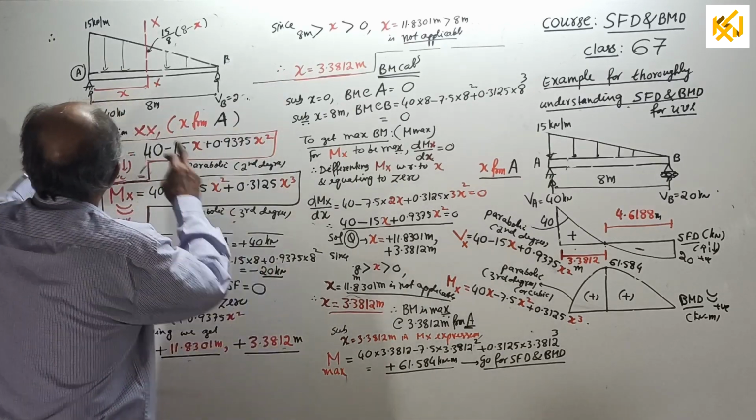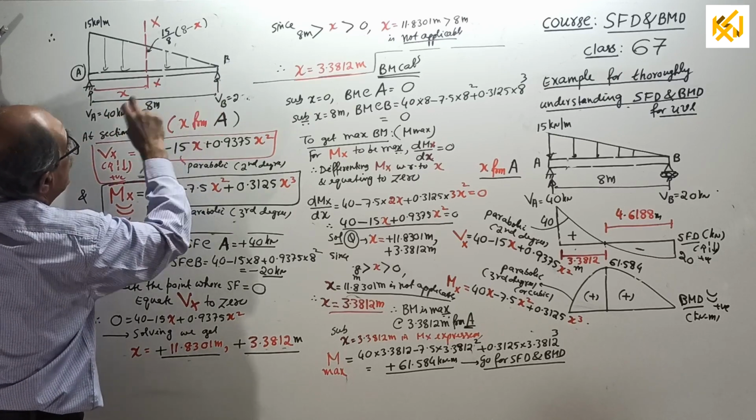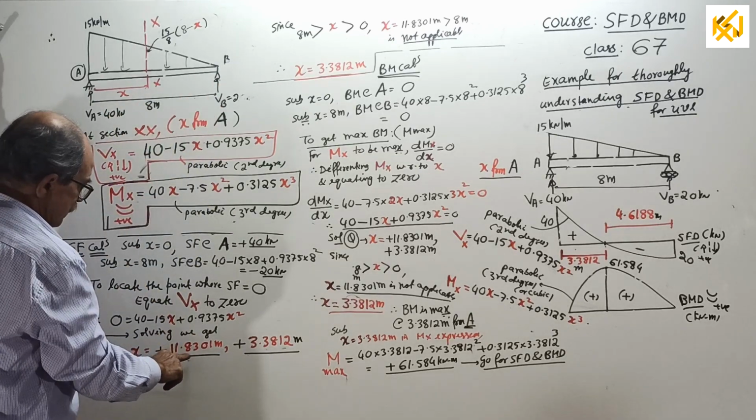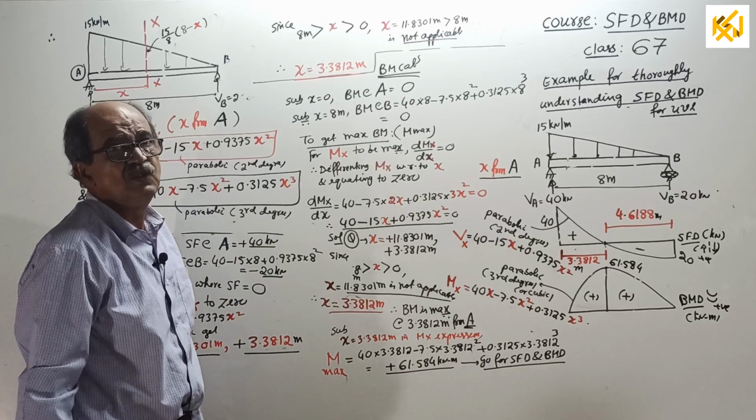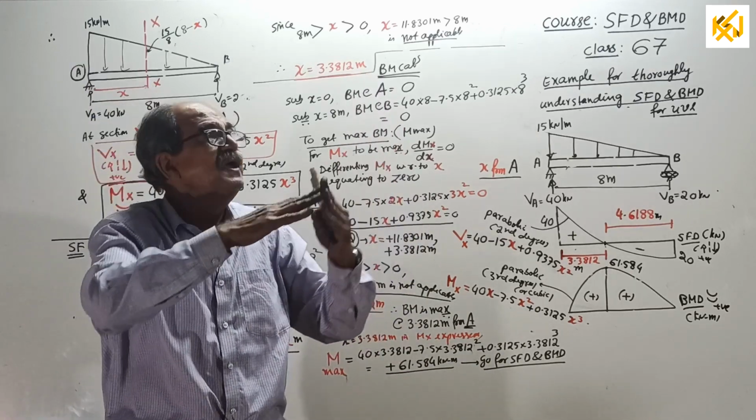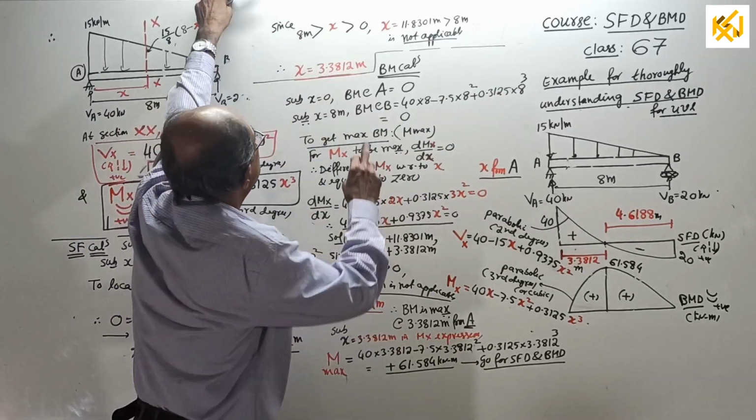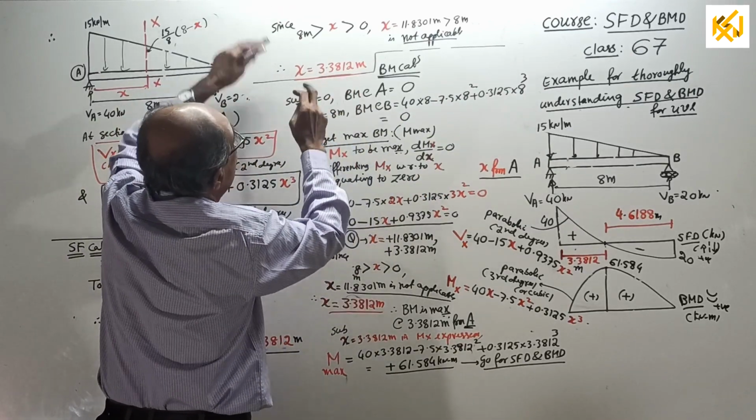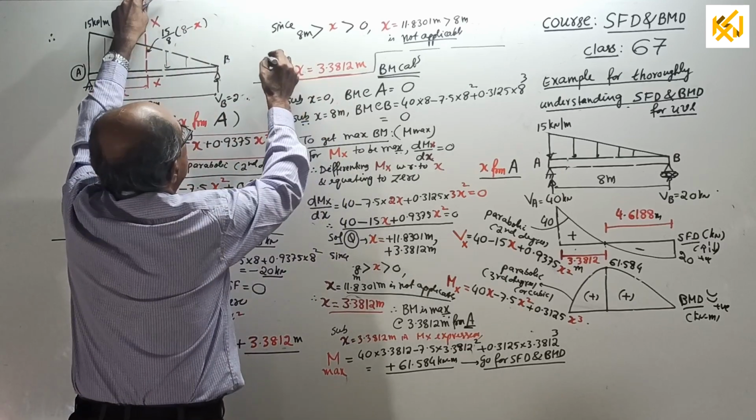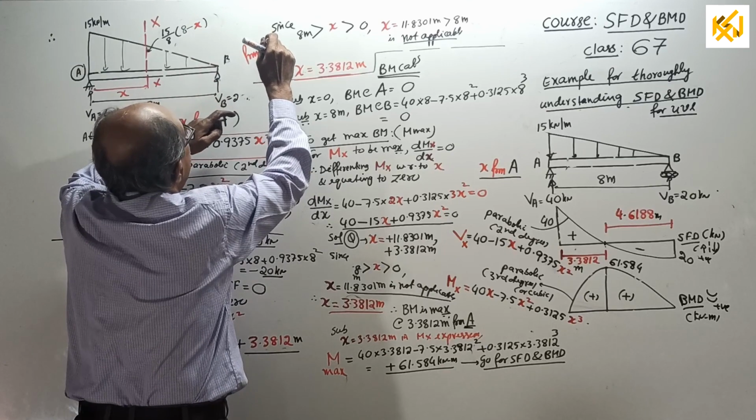But your x is more than 0 but less than 8. So 11.8301 meter is not applicable. You cannot have a beam bending here, maximum BM somewhere there. How it is possible? Okay, so x equal to 3.3812 meter. Remember, once again note, from A, very important, from A it is.